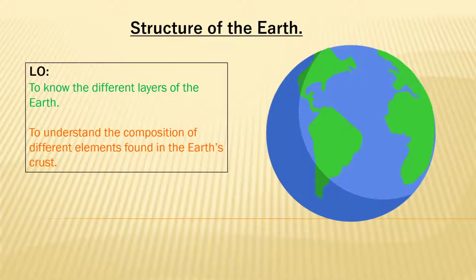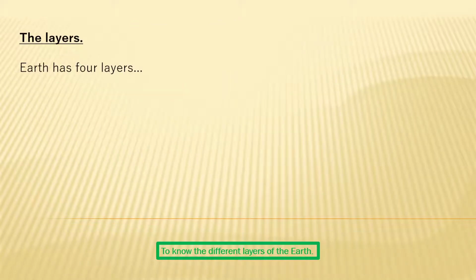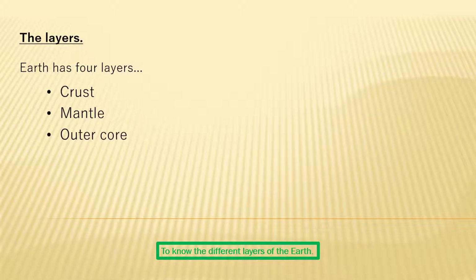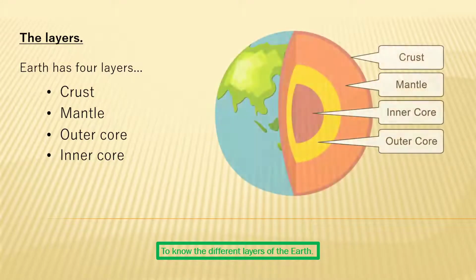Today we're going over the structure of the Earth. Our two objectives today are, we need to know the different layers of the Earth, and then we need to understand the composition of different elements found in the Earth's crust. So let's get started. The Earth has four layers. The first being the crust, second being the mantle, followed by the outer core, and then the inner core. Here's a diagram on the right so you can visualize this.